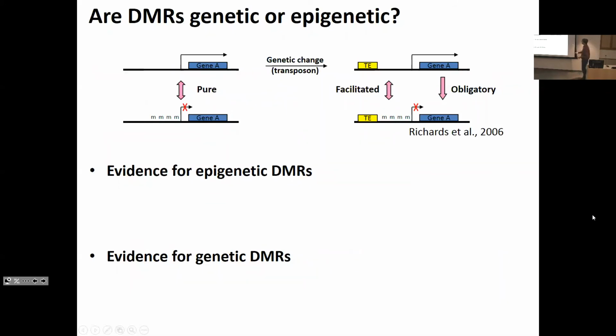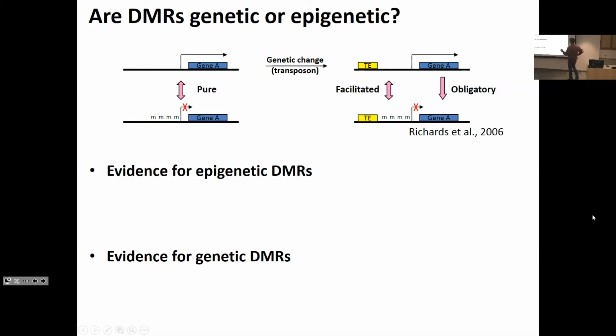So these are words, or concepts, that Eric Richards came up with a long time ago that have been exceptionally useful for how I've thought about epialleles and changes. So the idea here is that if you have a region of the genome that is expressed and a chromatin change happens that changes expression, and this happens in the absence of any genetic change, that would be a pure epiallele. So it's purely epigenetic.